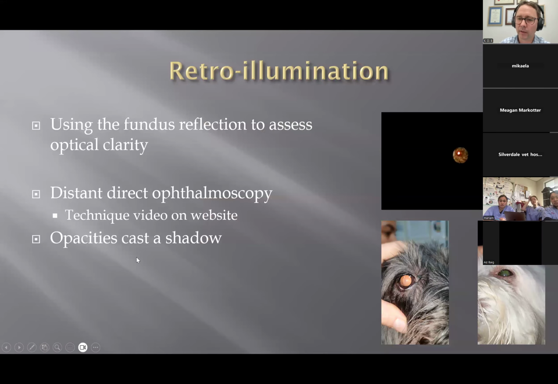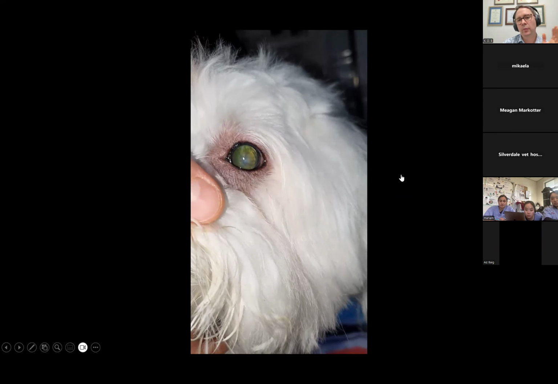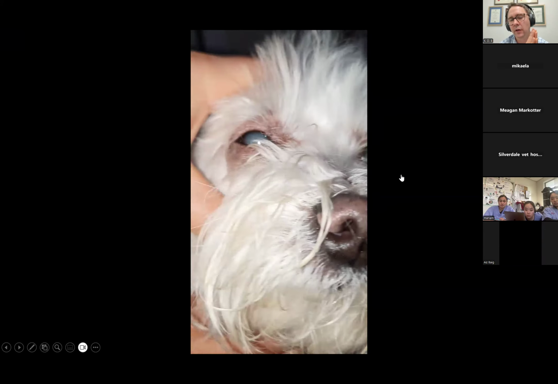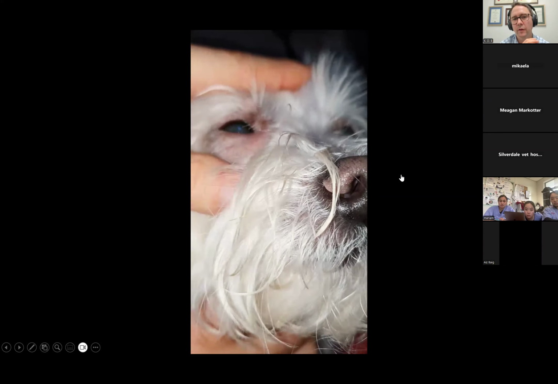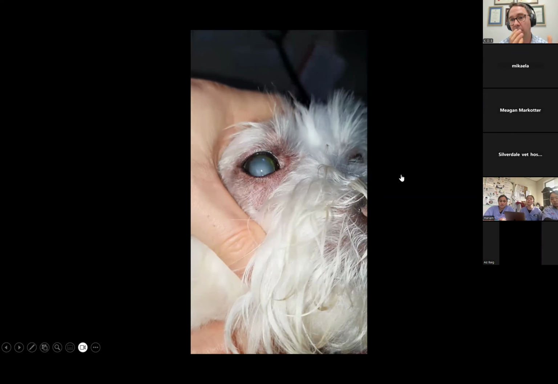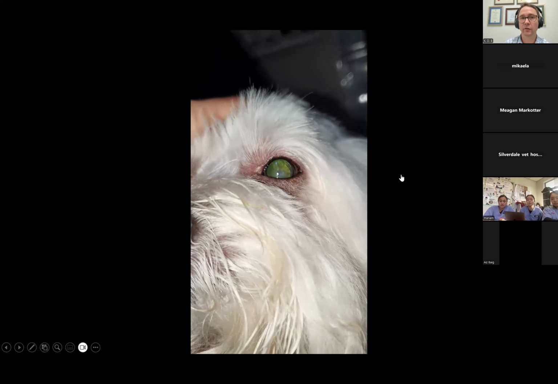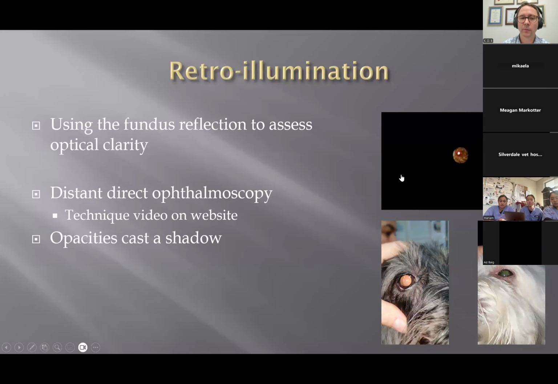I might just play this white dog again. So it's something which we can use to critically evaluate optical clarity, but also give us an estimate of the degree of opacification in that visual axis. And that's going to feed into our differential list and what we're thinking may be the most likely cause of the vision loss in the patient we've got in front of us.